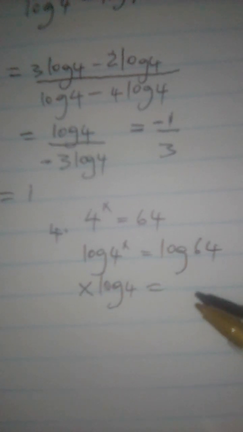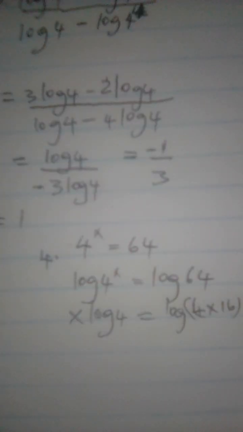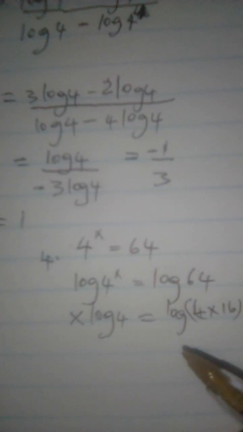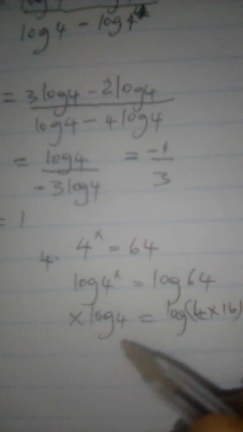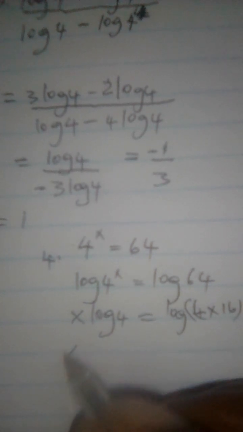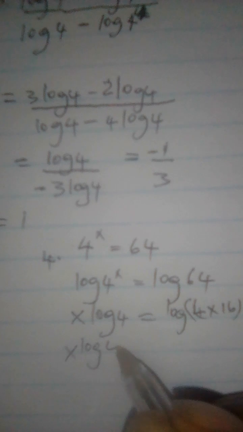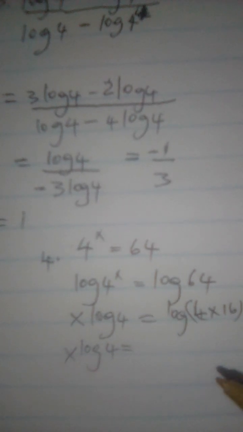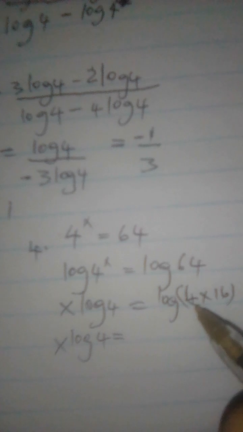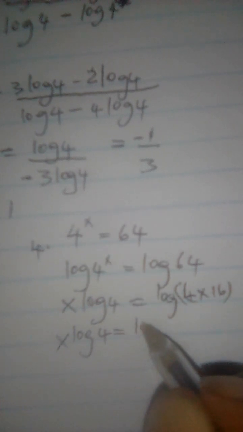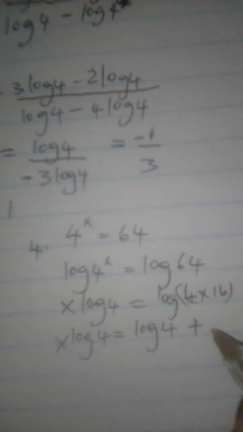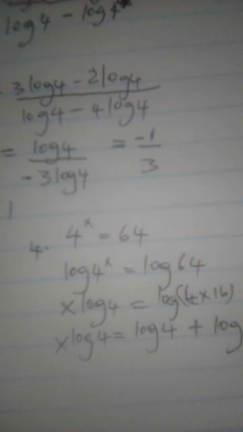Then on this side, I'll have log 64 written as log of 4 multiplied by 16. The next step, x log 4 is equals to, according to the law of logarithms, this becomes log 4 plus log 16.